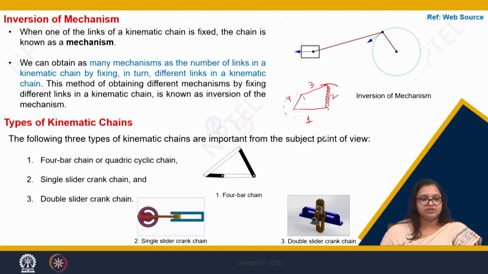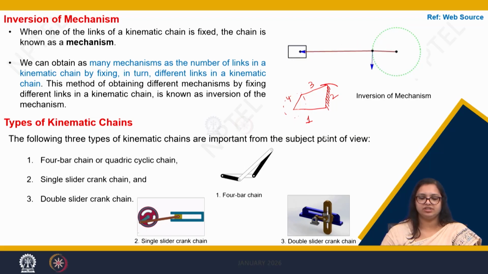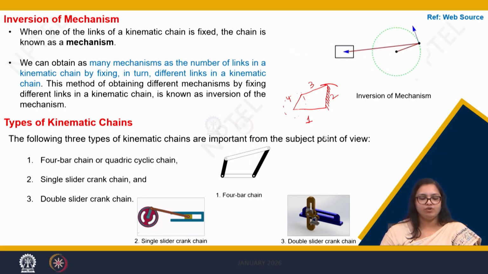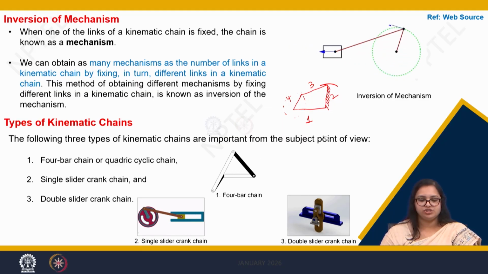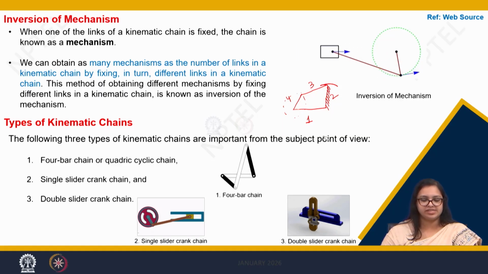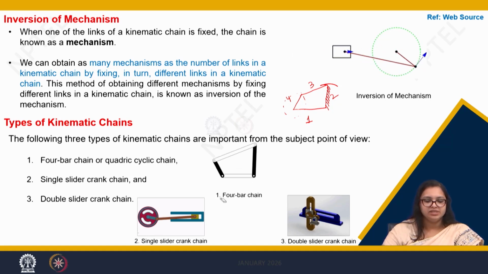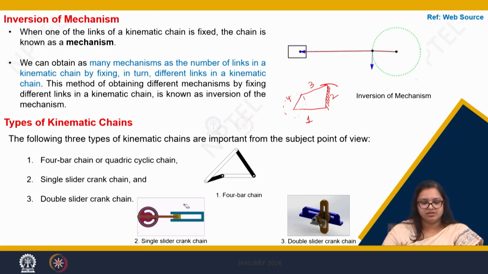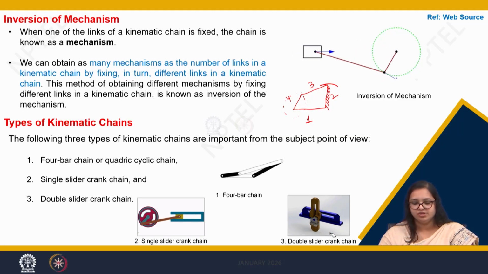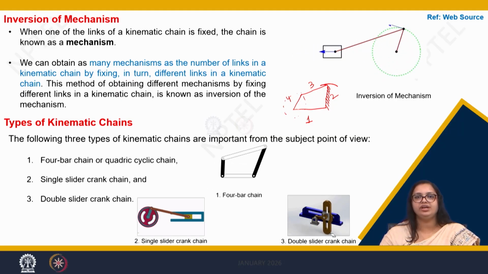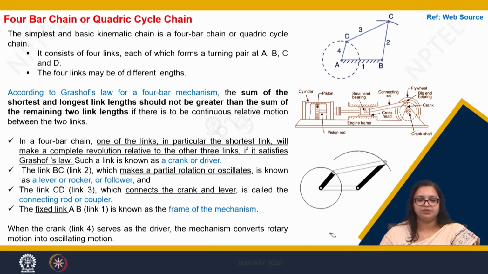Now, when we talk about the different types of kinematic chains or the inversion of a 4-bar chain mechanism, there are 3 different types. That is the 4-bar chain or quadric cyclic chain, as you can see here, as we have been discussing till now. Then we have the single slider chain mechanism, and the third is the double slider chain mechanism. So you can see here there are 4 links that are being used for transmitting definite power.